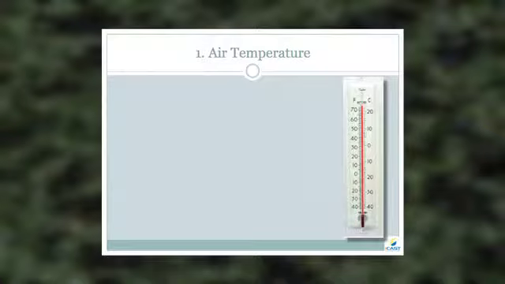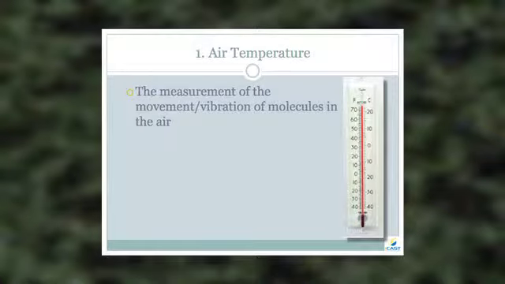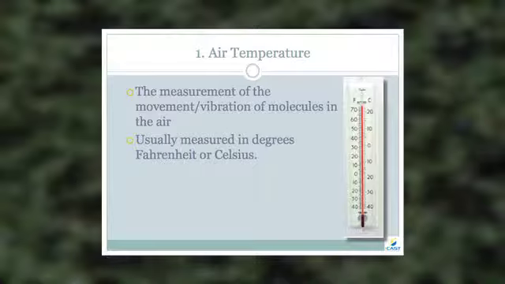The first one we're going to talk about is air temperature. Air temperature is a measurement of the vibrating molecules in the air. We talked about that a little bit ago. We usually measure air temperature either in Fahrenheit or Celsius, and air temperature actually impacts relative humidity. Now, air temperature is very, very important to thermal comfort, although it's not the primary factor that determines thermal comfort.